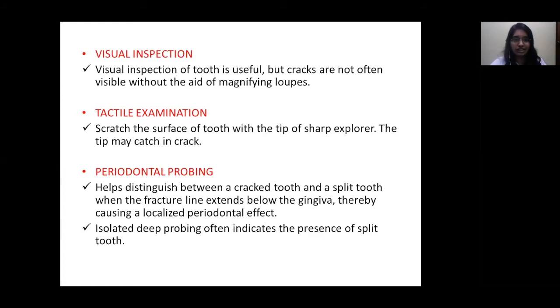Second one is the tactile examination. Tactile examination can be done by just scratching the tooth surface with the tip of a sharp explorer. The tip may catch in a crack. The third one is periodontal probing. This method helps to distinguish between a cracked tooth and a split tooth when the fracture line extends below the gingiva, thereby causing a localized periodontal defect. Isolated deep probing often indicates the presence of a split tooth.